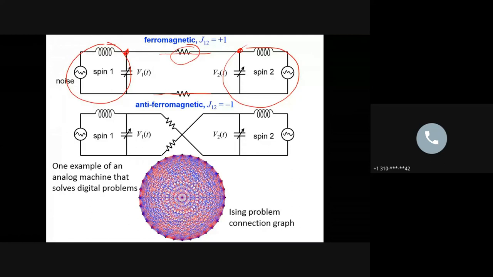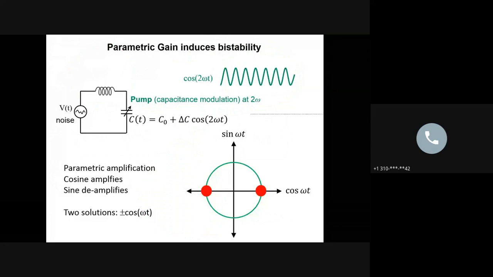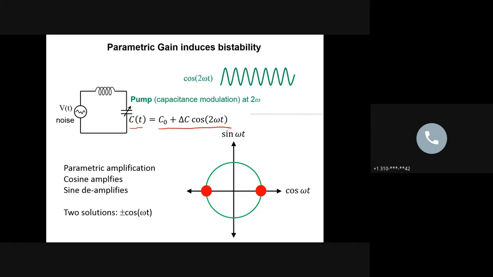So now, if you have anti-ferromagnetic coupling, you can set that up by crossing the resistors, and then the two oscillators have to be out of phase. So how do we set up these oscillators to have either positive or negative phase? I have to introduce something called parametric gain. Parametric gain is when you have a parameter like the capacitor in the LC circuit, and that parameter oscillates. For example, there's a type of capacitor that you can adjust with a voltage. It's called a varactor. And if you apply a voltage at 2 omega, the capacitor will oscillate at 2 omega.